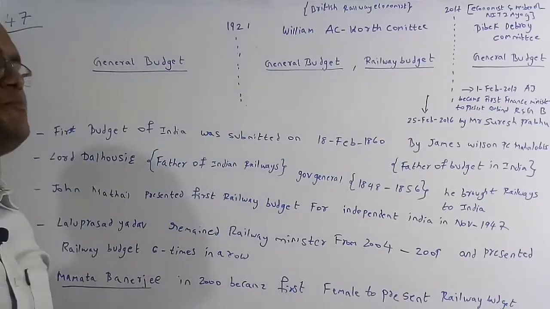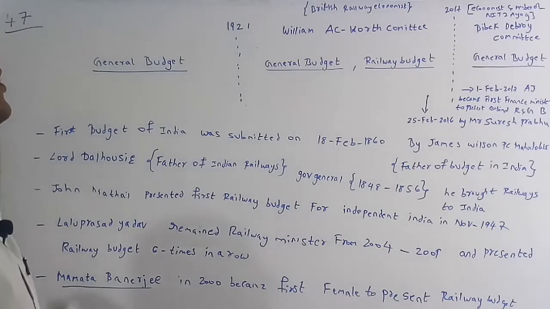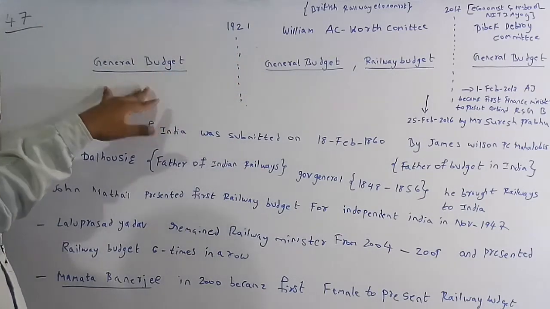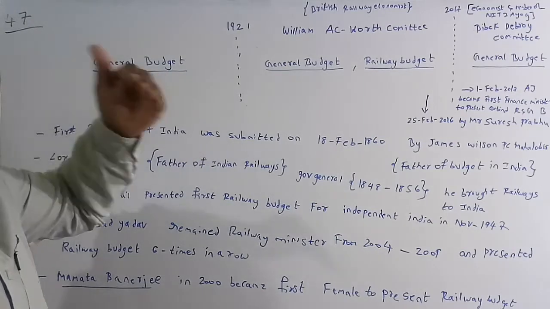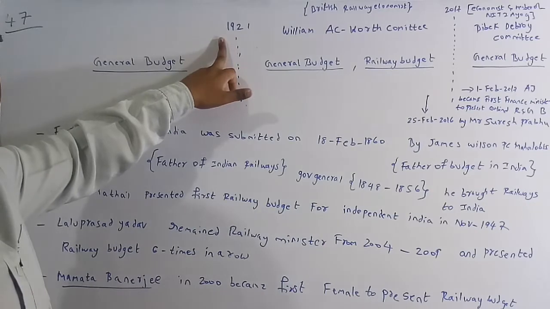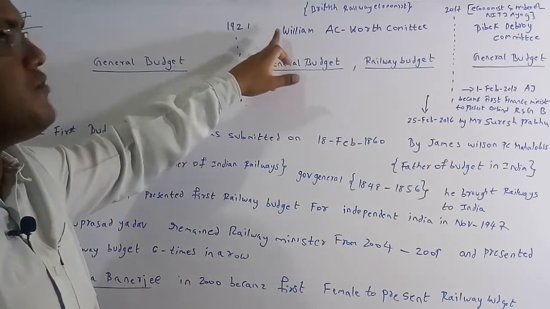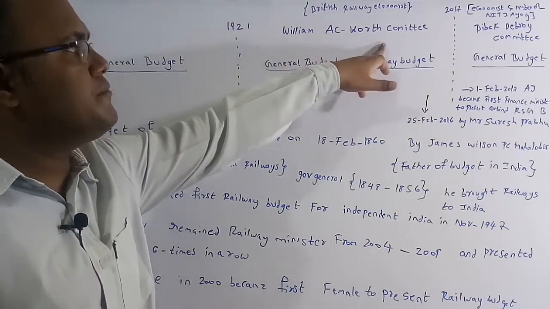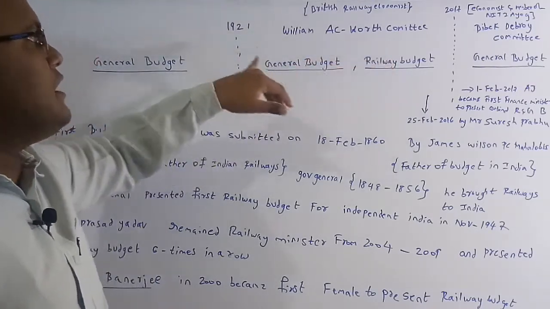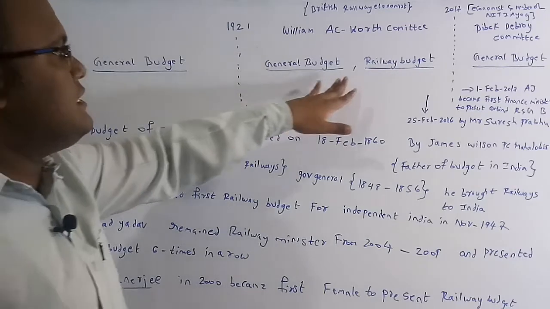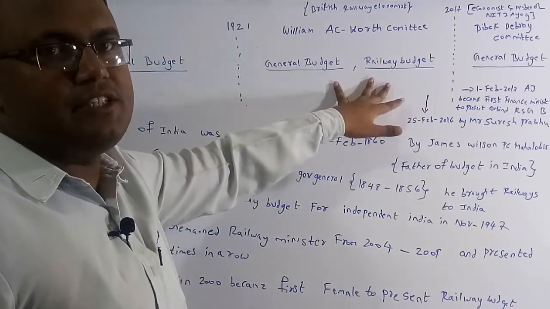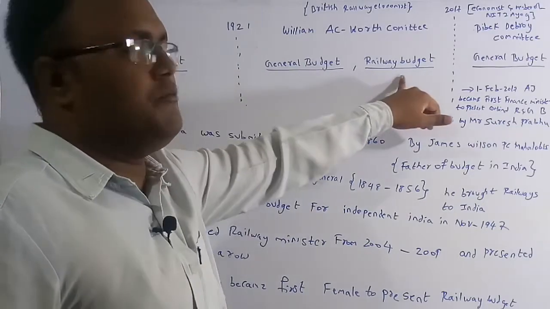Now we'll discuss some of the important facts of the railway budget. Before 1921, the railway budget was merged with the general budget, meaning the railway budget was included within the general budget. But after 1921, based on the recommendations of the William Acworth Committee, they separated the railway budget and the general budget. Therefore these are two separate budgets: the general budget and the railway budget.